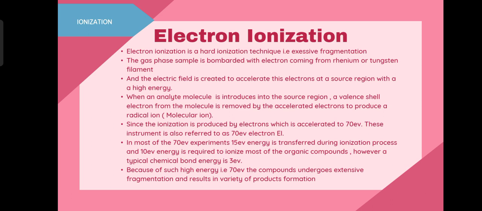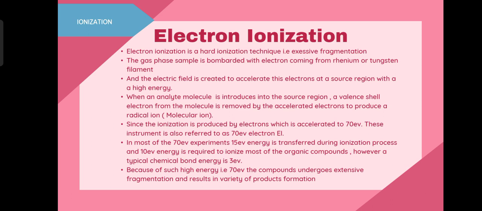Now, these electrons which are generated by this filament are accelerated to high energy by creating an electric field, because of which the energy of the electrons gets increased, right? So once these electrons having the high energy bombard onto the gas phase molecules, then the valence shell electrons from the gas phase molecules get removed to produce the radical ion, and this radical ion is nothing but the molecular ion.